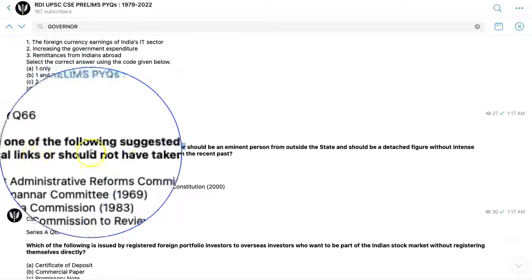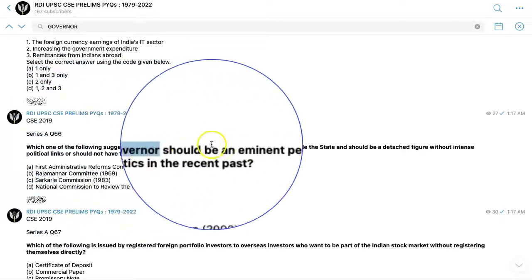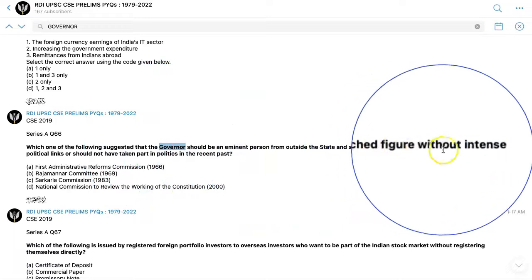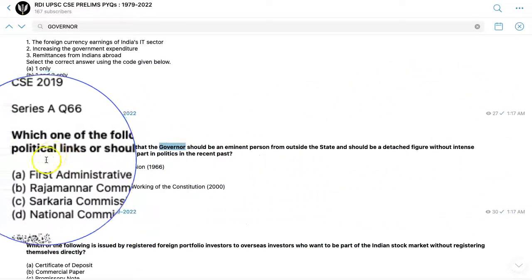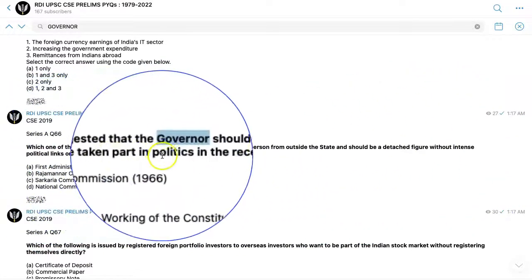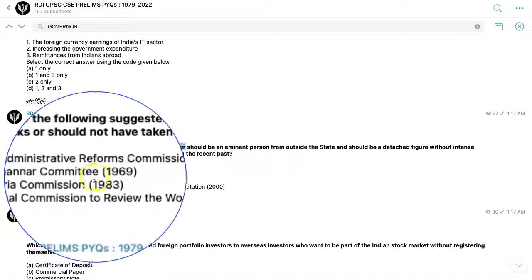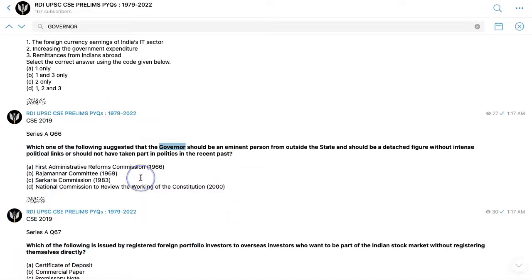The question read, which one of the following suggested that the governor should be an eminent person from outside the state and should be a detached figure without intense political links, or should not have taken part in politics in the recent past? So four options are there, and some committees and commissions are mentioned, and you need to tell which of these four gave this recommendation. So this is a question around important committees and their main recommendation. So one type of questions is this. Then let us see some more questions.